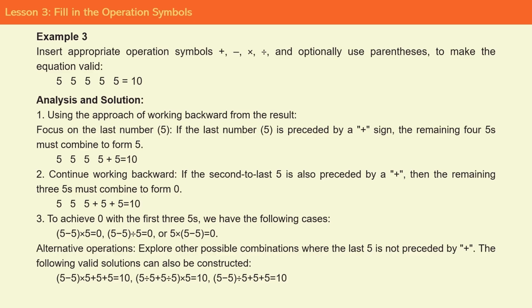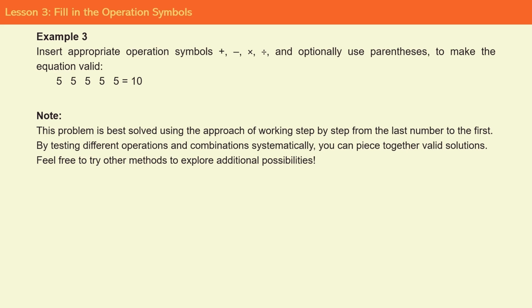Third, to achieve 0 with the first 3 5s, we have the following 3 cases. Alternative operations. Explore other possible combinations where the last 5 is not preceded by a plus sign. The following valid solutions can also be constructed. This problem is best solved using the approach of working step by step from the last number to the first. By testing different operations and combinations systematically, you can piece together valid solutions. Feel free to try other methods to explore additional possibilities.